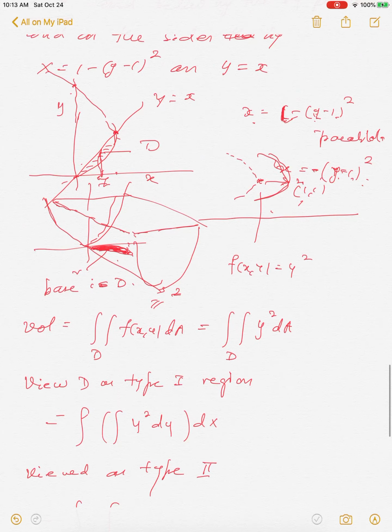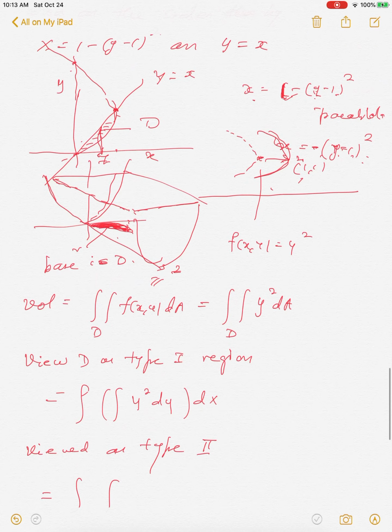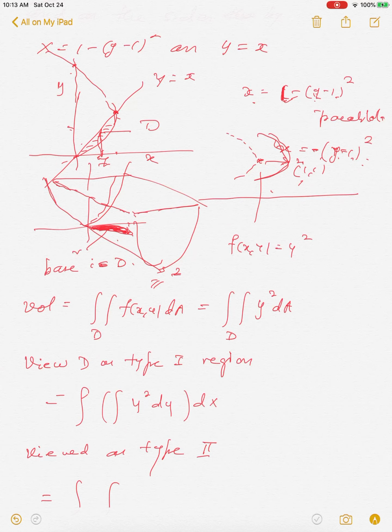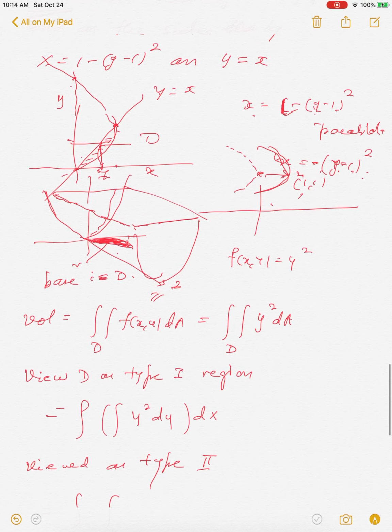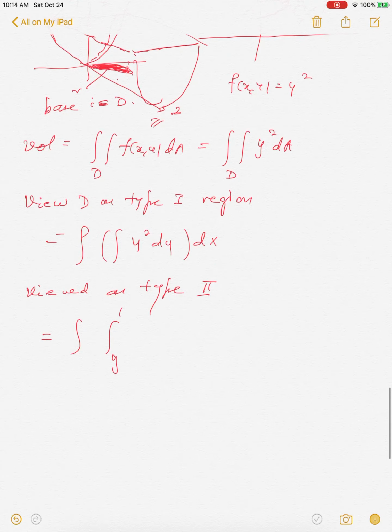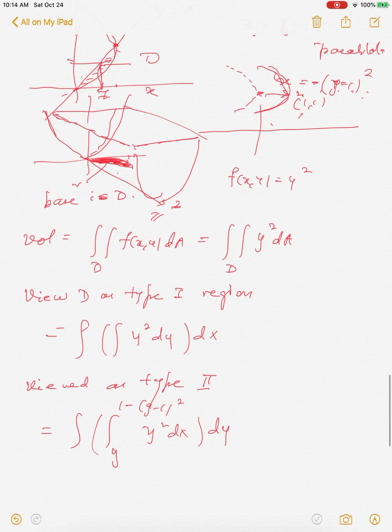What do we get? That may be easier to write because your curves are given in the form x equal to a function of y. So if you view it this way, then the lower curve is x equal to y and the upper curve is 1 minus y minus 1 square, and this will be y squared dx, and then with respect to dy, and your limits will go between 0 to 1.